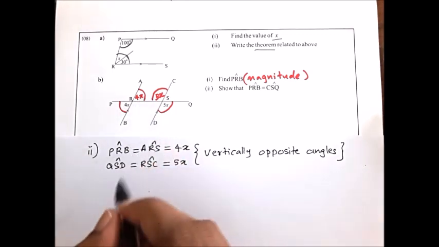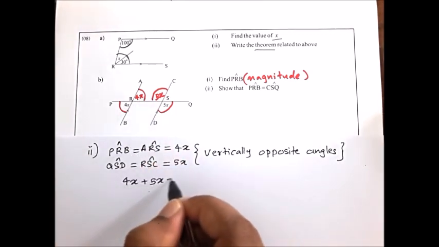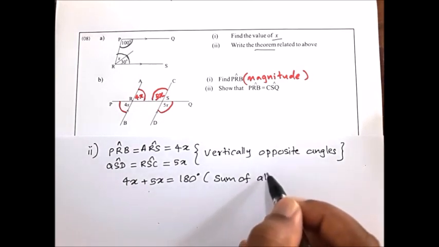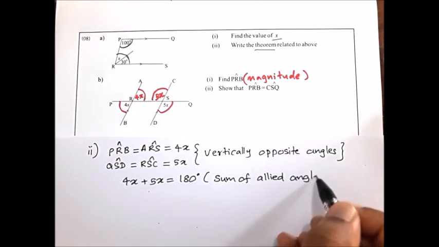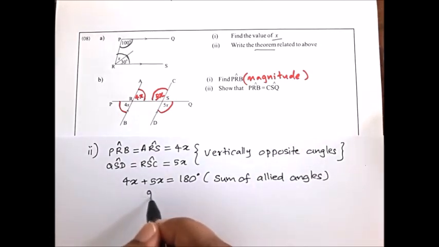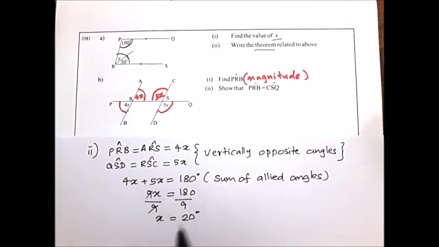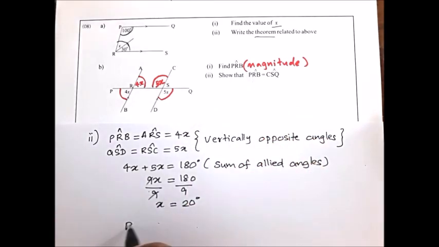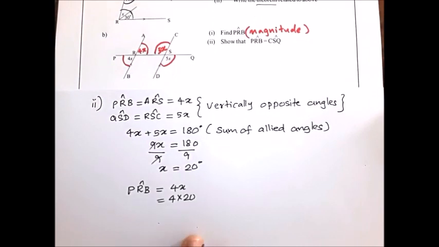Then these two are allied angles. Sum of a pair of allied angles equals 180 degrees. Write the reason. Sum of allied angles. 5x plus 4x, 9x, equals 180 degrees. Divide both sides by 9. x equals 20 degrees. Now again write the magnitude of PRB. PRB equals 4x. x is 20 degrees. 4 multiplied by 20. Value is 80 degrees.